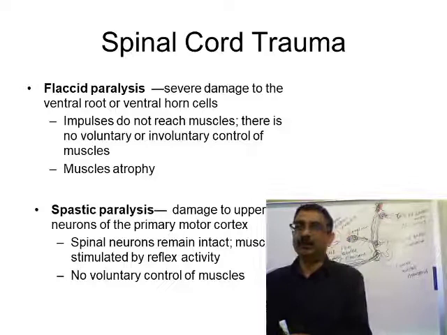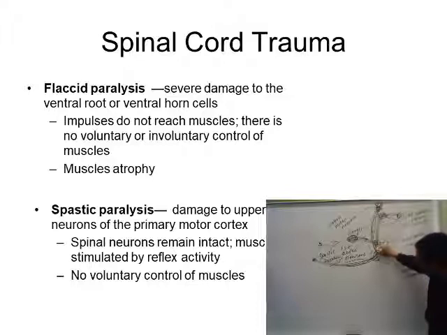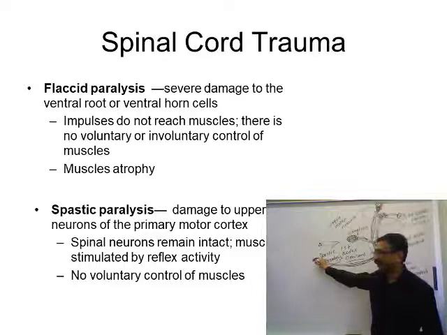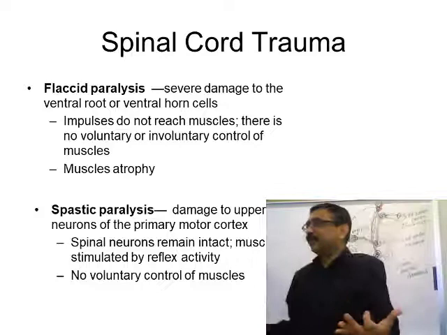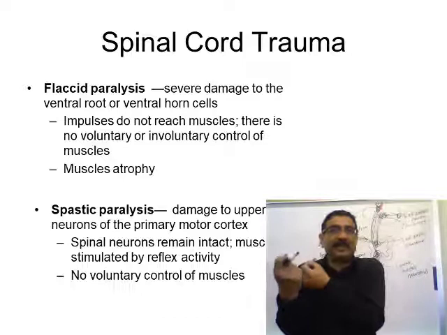Now, opposite, if the upper motor neurons are intact, but due to spinal cord injury, lower motor neurons in this area have been destroyed. So, what will happen? No contraction will go there, right? No contraction will go. So, the muscles will lose the tone, will get paralyzed. What kind of paralysis is this one? The muscles are flaccid. Loose. No muscle tone is there. No contraction is there, right? So, that's the flaccid type paralysis.